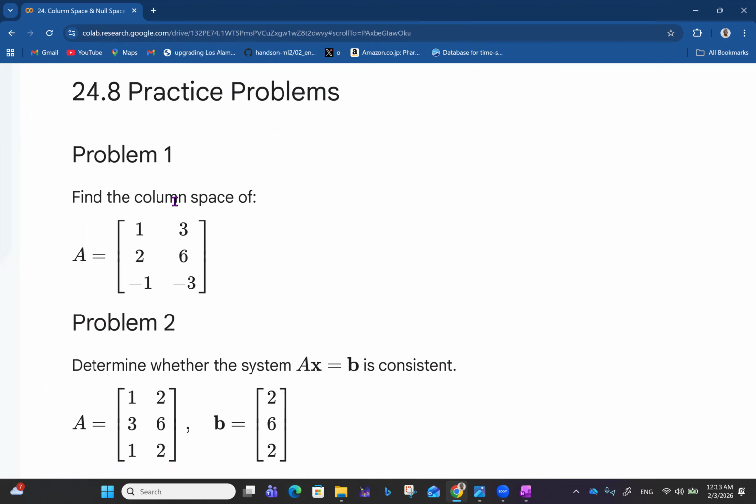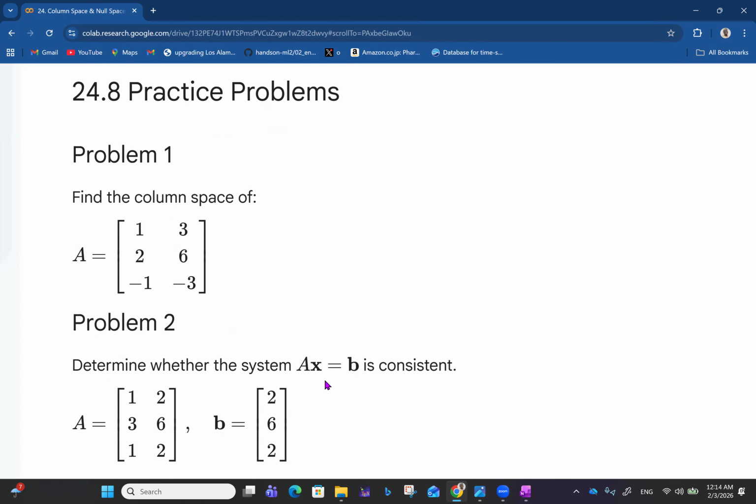Okay, so find the column space of this now. Well, to find the column space, you can see that 1, 2, minus 1 is essentially the basic thing here because this is just triple of it. So I can already say that the column space of A is going to span 1, 2, minus 1 because 3, 6, minus 3 is a multiple of 1, 2, minus 1.